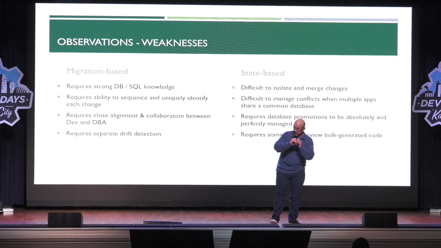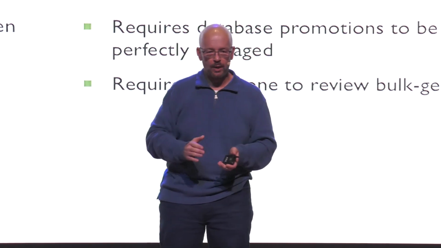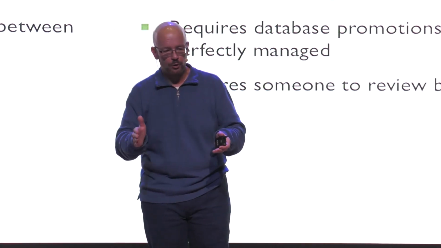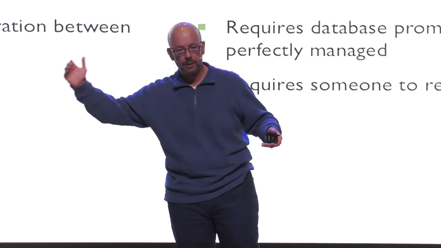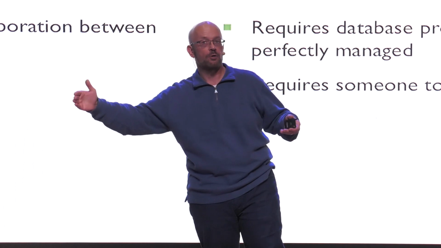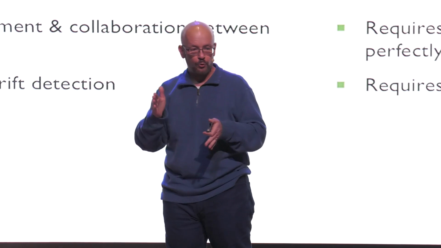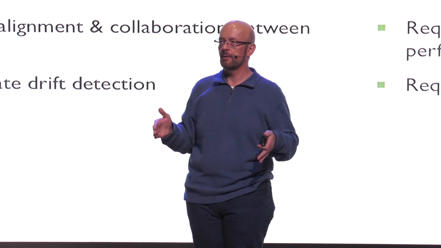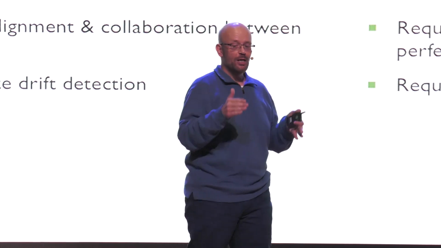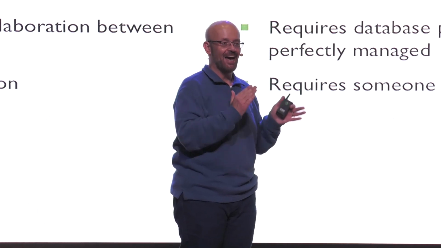Have to deal with the fact that because state matters, my database promotions and how I manage that state has to be absolutely perfect every time. Otherwise, when I promote something from A to B, if B isn't starting exactly where A was when I started making changes there, what I promote from B to C could be different. And that's very difficult for traceability purposes. Right? So that becomes a thing. And in order to do a lot of this, you have to have somebody reviewing that bulk generated code that came out of the tool. Right? And as we all know, reviewing code generated by tools is exactly as much fun as it sounds like.